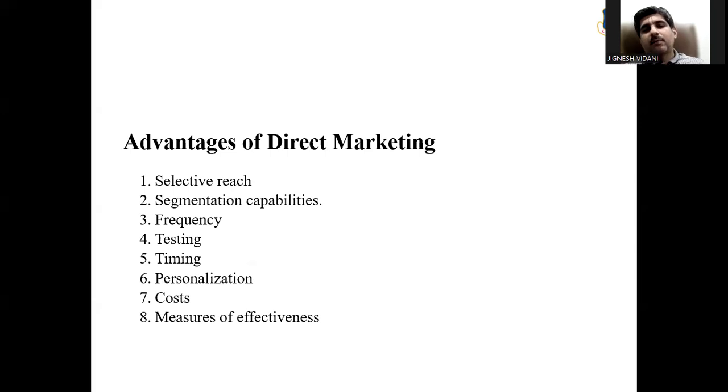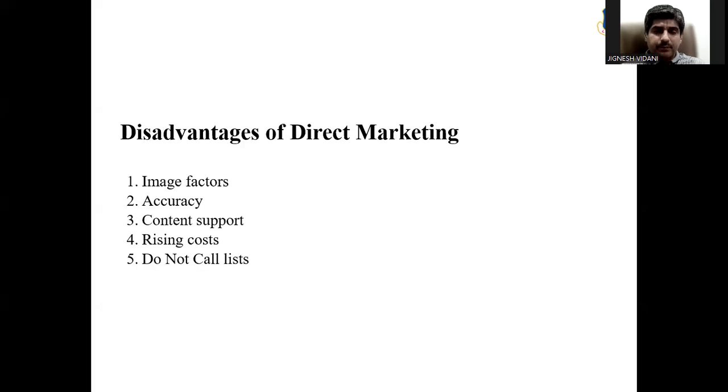Advantages of direct marketing: selective reach. You can do segmentation easily. There are segmentation capabilities you can gain. Good level of frequency you can get. Testing can be done. Timing is also an advantage. Personalization is an advantage. The cost is low. You can measure the effectiveness immediately.